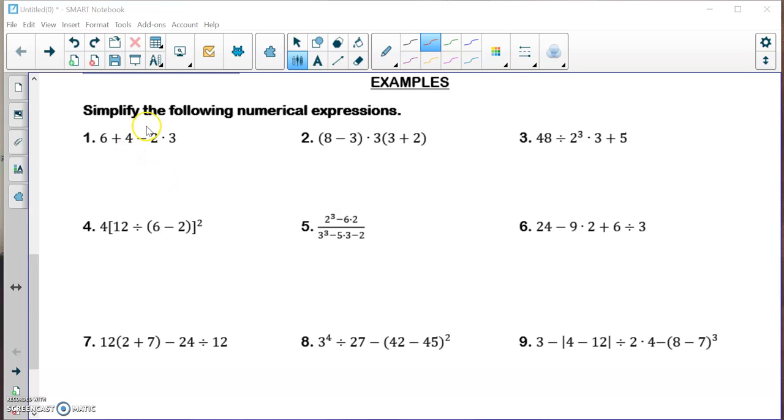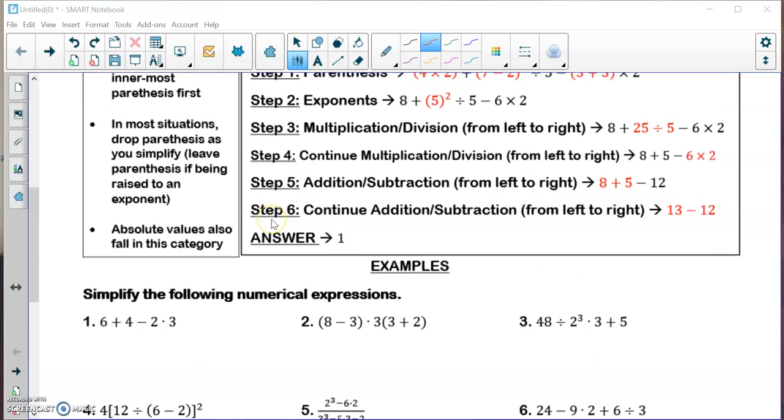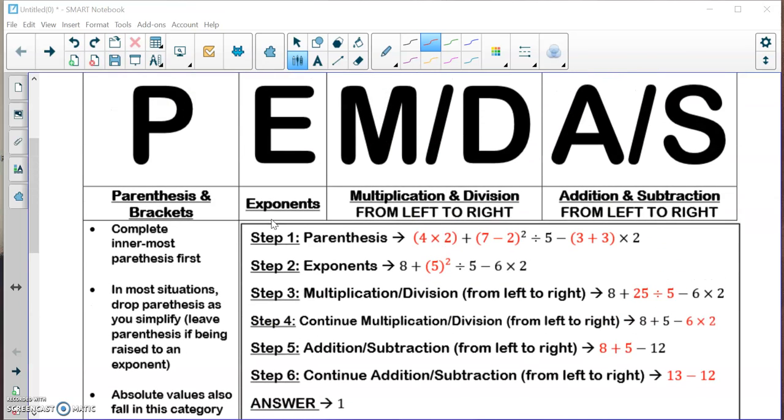Notice I did not use the word solve. When we're working with expressions, we are not solving these expressions. We use the word solve for equations. Equations have equal signs. In numbers 1 through 9, we do not see equal signs. These are expressions, and we are simplifying them. So, a review of order of operations.